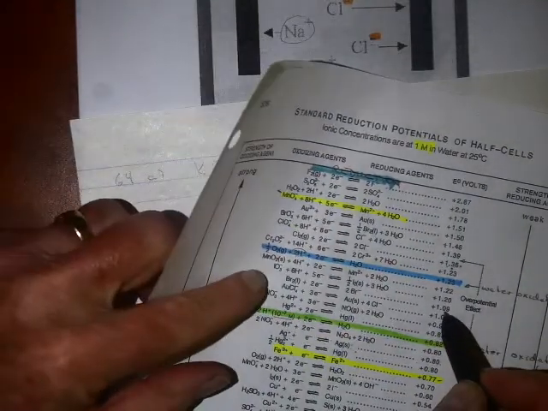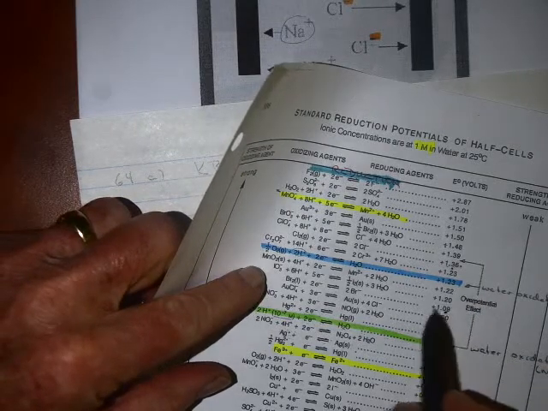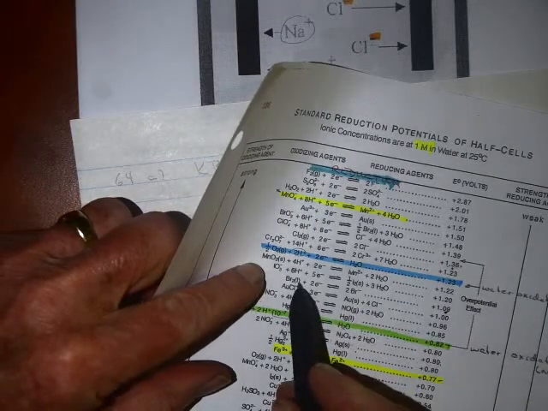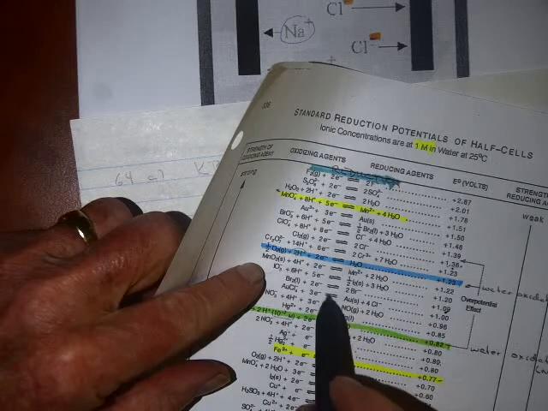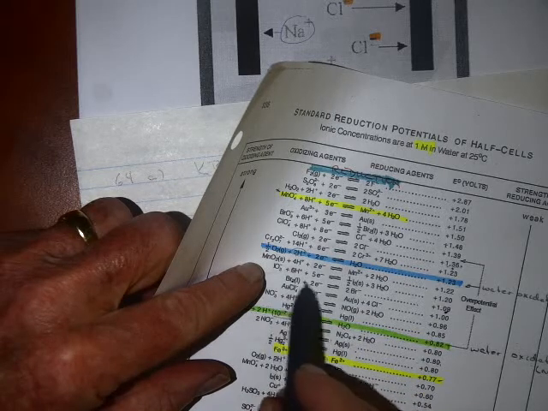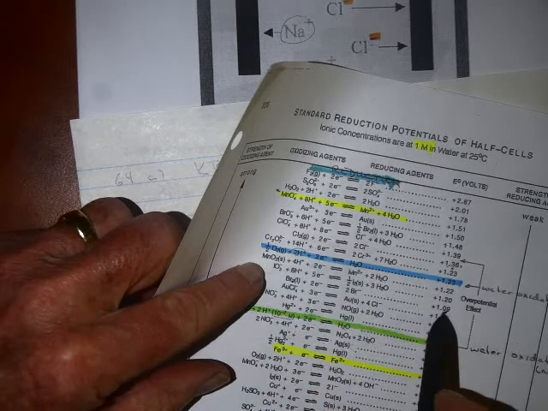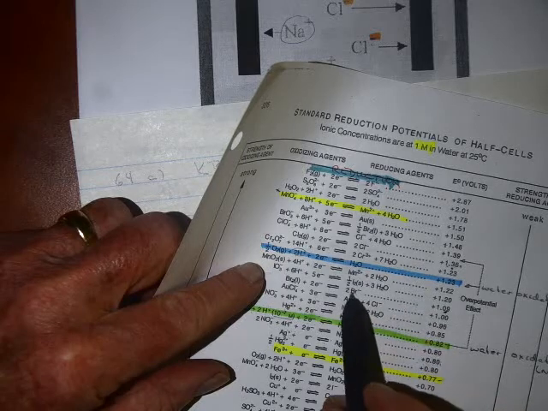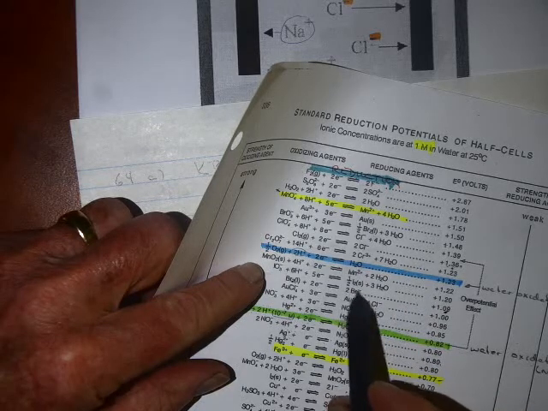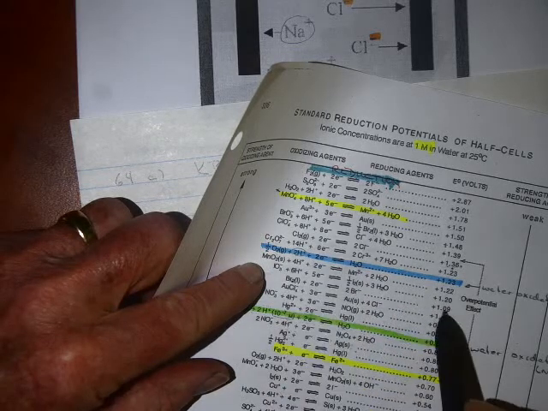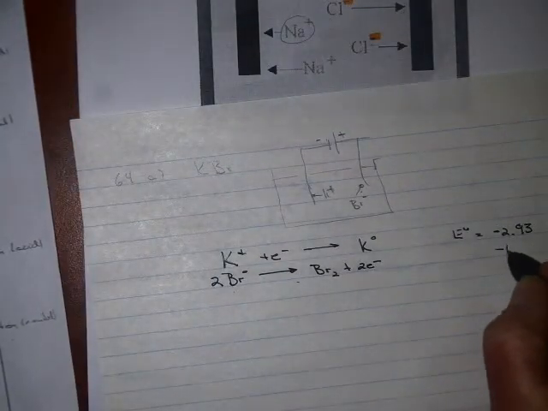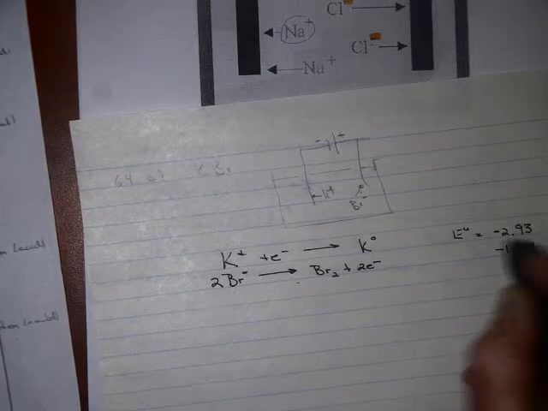1.09. So if this thing was being reduced going this way, then it would be plus 1.09. But what we're doing is we're taking 2 bromide ions and we're pushing it this way. So now I have to change the sign on that. So this is going to be negative 1.09.